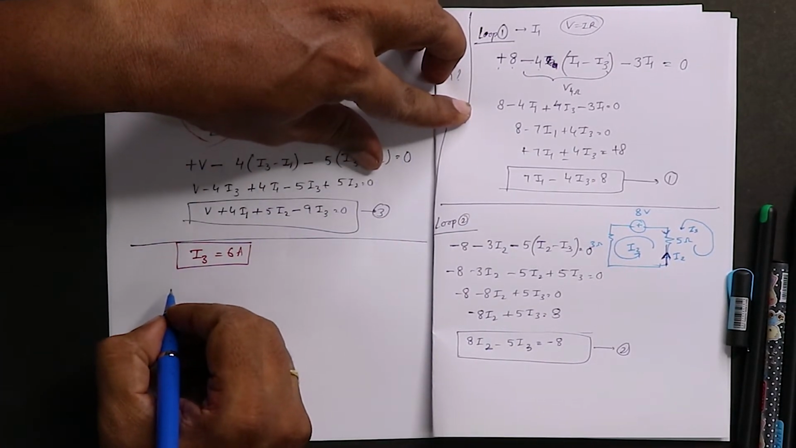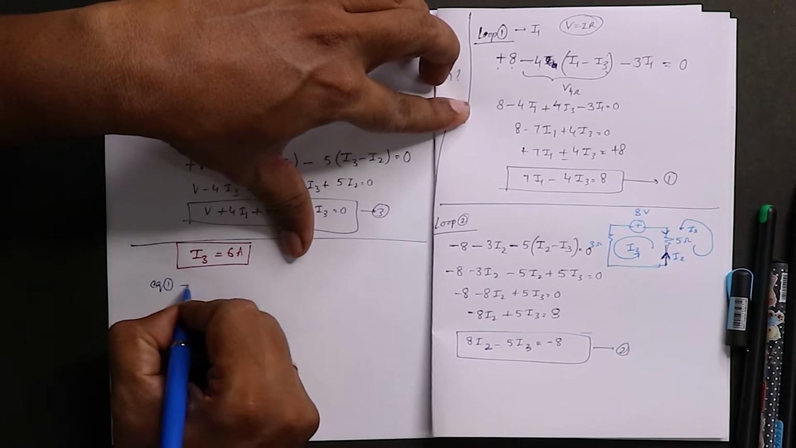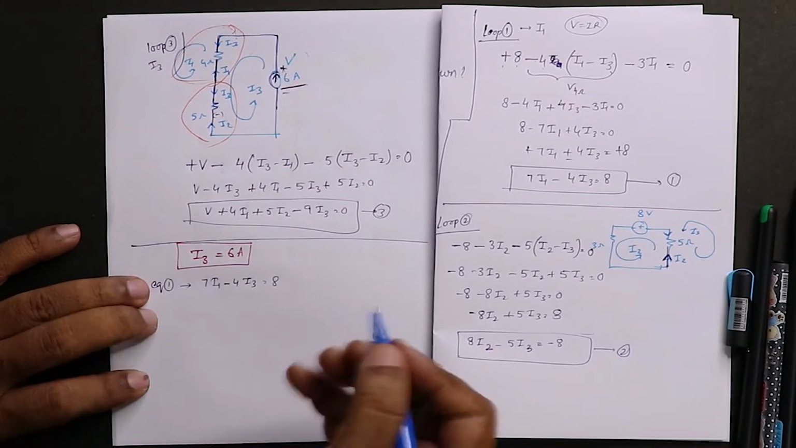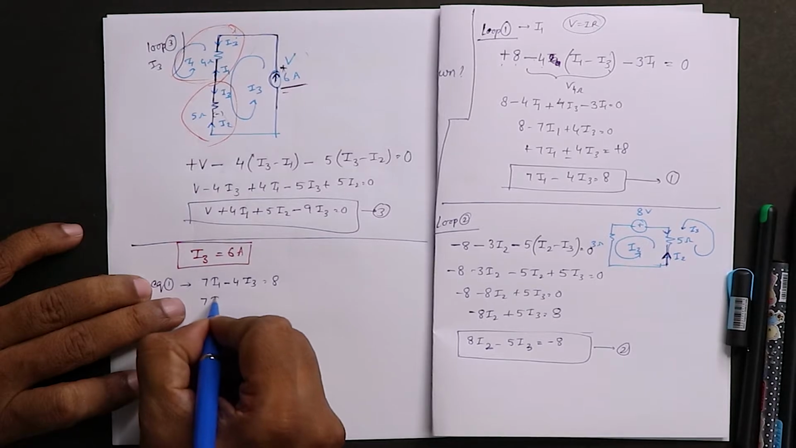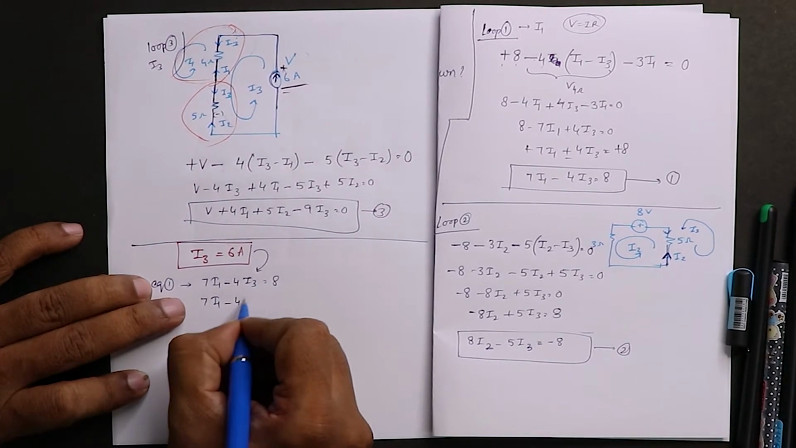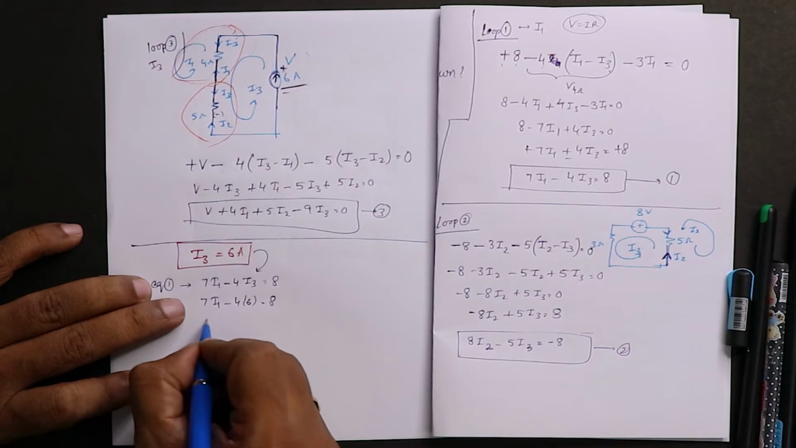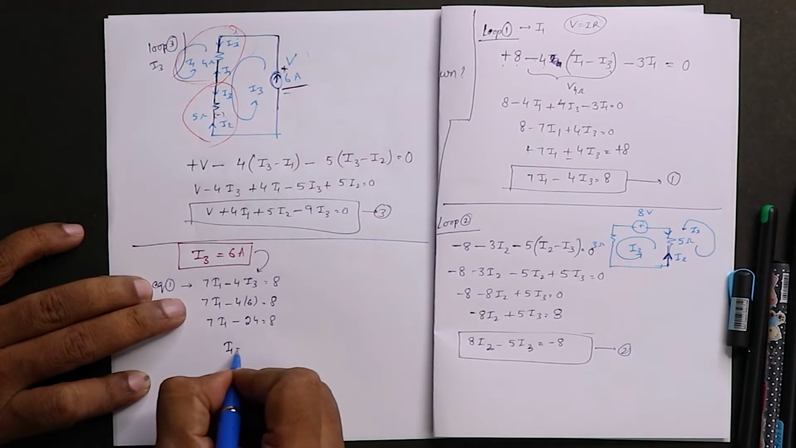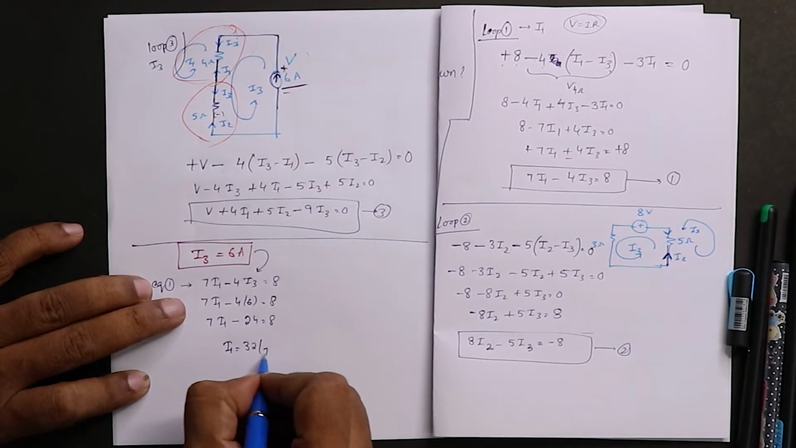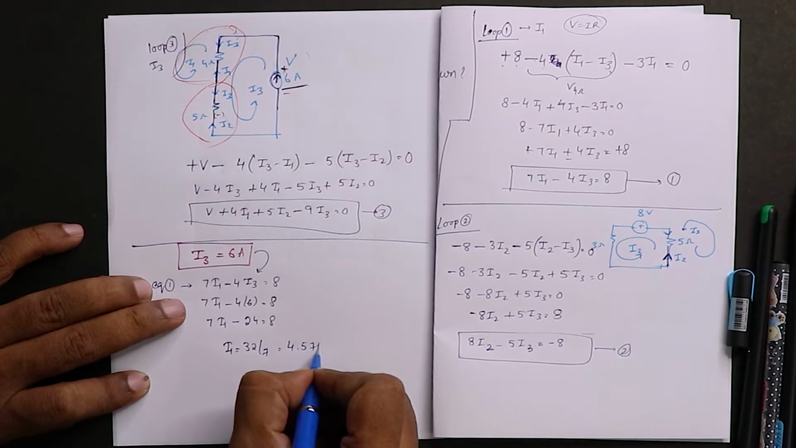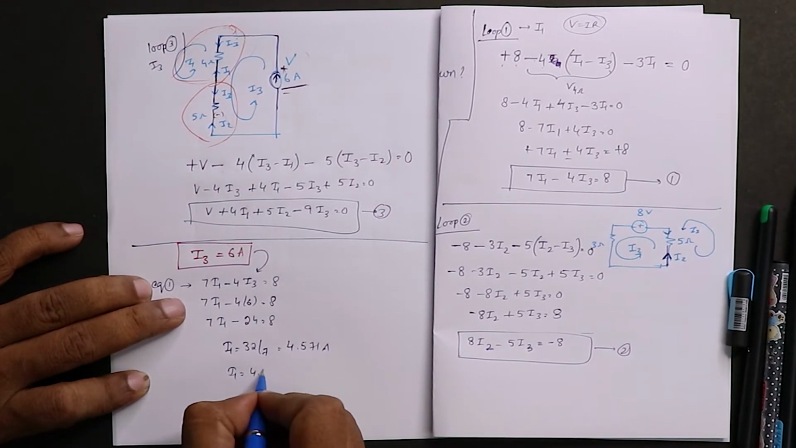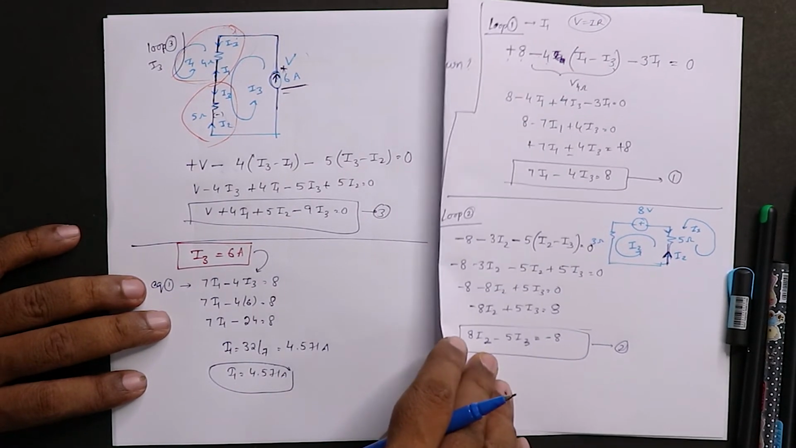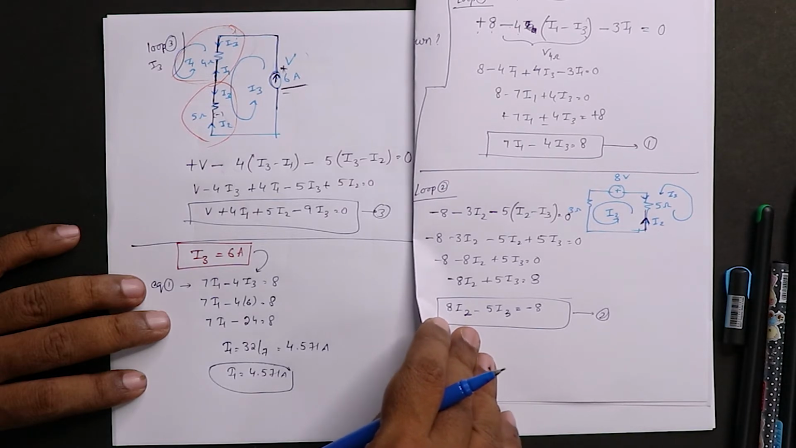So the first equation, equation 1: 7I1 minus 4I3 is equal to 8. Because it's simple, I started with this. So I'll substitute I3 here. So minus 4 into 6 is equal to 8. So obviously 7I1 minus 24 is equal to 8. If you solve, you get I1 as 32 by 7, that is nothing but 4.571. So I1 is equal to 4.571. Directly I got the I1. Okay, so let us take the second equation.